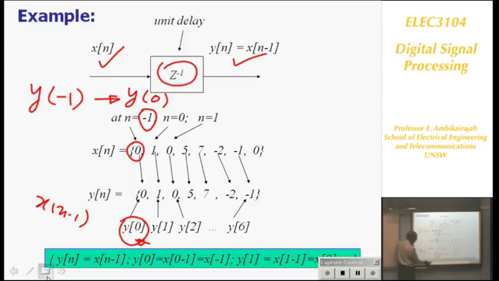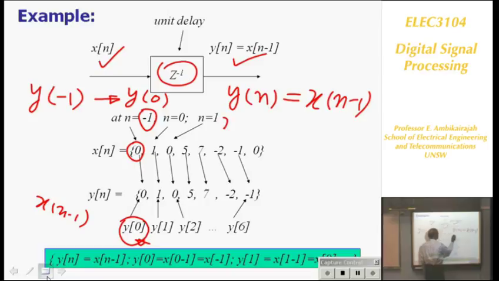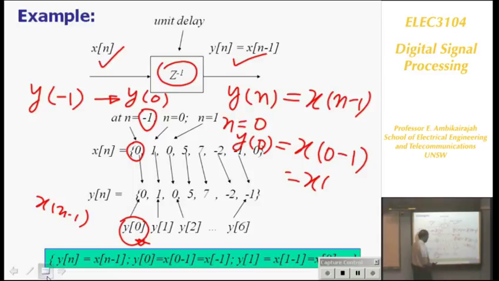y[n] equals x[n-1]. So y[0] is equal to x[-1]. You can actually substitute. If you've got y[n] equal to x[n-1], you can substitute n equal to 0. So what happens? y[0] will become x[-1]. What that means is the x[-1] value is now ended up as y[0], which is ending up here. So that's the way you substitute, and you can check them as well.